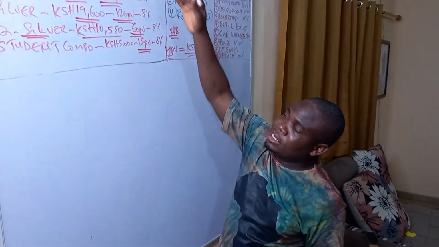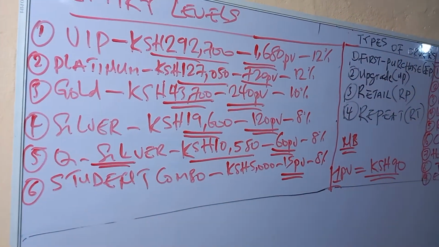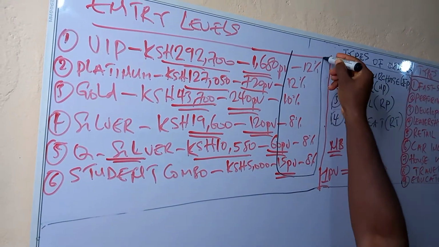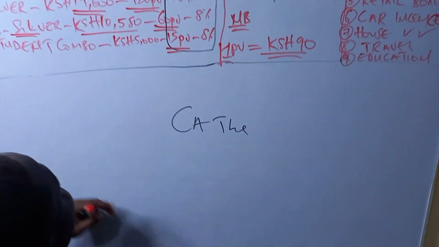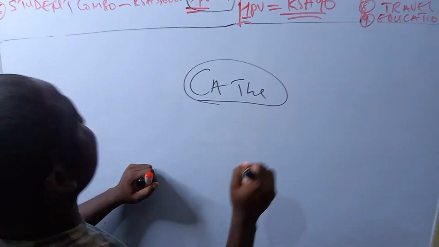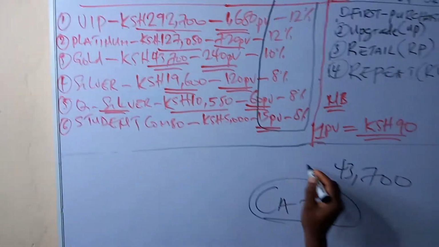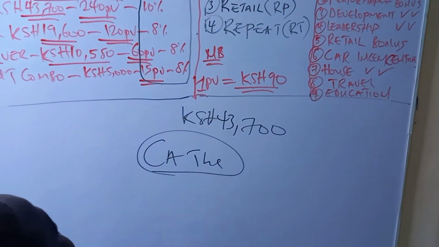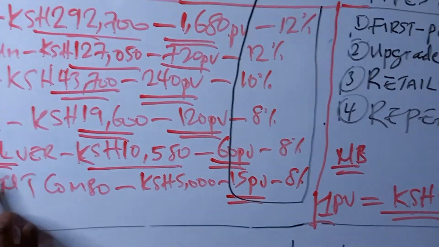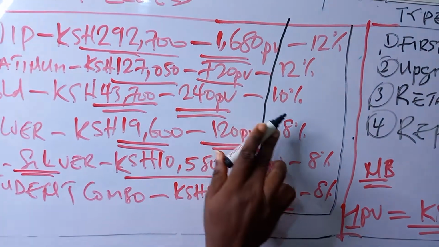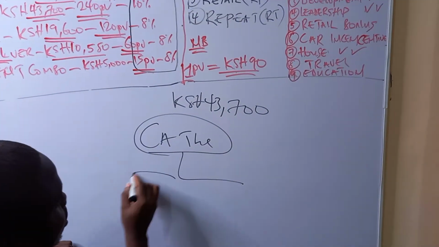Now, if you notice, for each of the packages, each of the entry levels, there are certain numbers attached to them, which we call percentages. What they simply mean is this: let's say my name is Kat, and I've become a partner with the gold package, which cost me 43,700 Kenyan shillings. If I'm a student combo partner, I'm going to be earning 8%. Q Silver, 8%, silver 8%, gold 10%, platinum 12%, VIP 12%. 12% of what exactly? 12% of anything anybody under you buys.